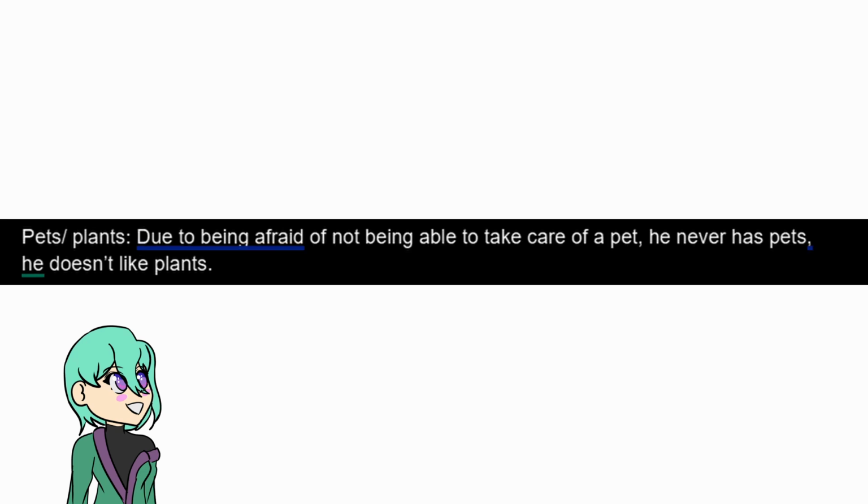This next one is just if your character has any pets or plants, but because John is doubtful that he could even take care of an animal, he never had a pet, and John doesn't really care about plants. For this one, just write if they're more cheerful or gloomy. John, for example, is more gloomy.